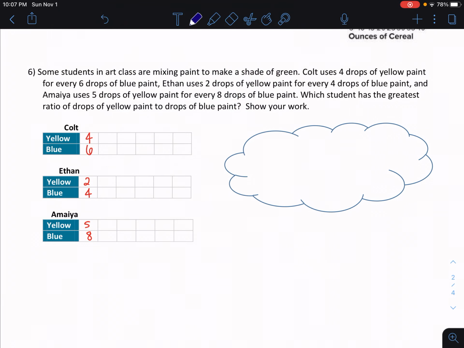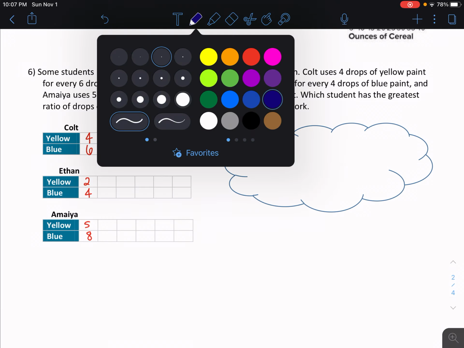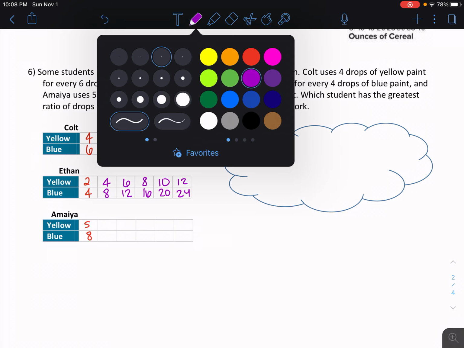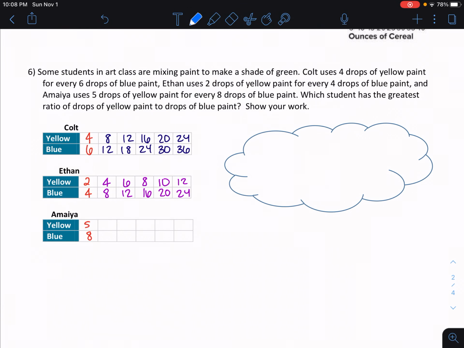So for Colt, I'm going to continue his pattern: 4, 8, 12, 16, 20, 24, 6, 12, 18, 24, 30, and then 36. Ethan is 2, 4, 6, 8, 10, 12, and then 4, 8, 12, 16, 20, and 24. And then Amaya down here at the bottom is going to be 5, 10, 15, 20, 25, 30, and then 8, 16, 24, 32, 40, and 48.